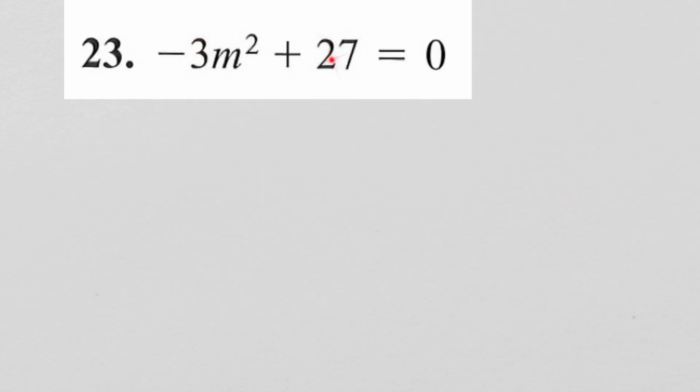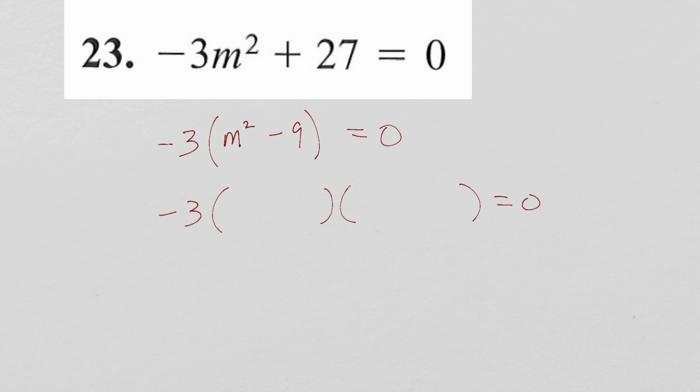Okay, these are both divisible by 3. Instead of factoring out just a 3, I'm going to factor out a negative 3 because now I'll have a positive m squared minus a 9. And I can see that that's the difference of two squares. So the difference of two squares gives me the conjugate pairs. The square root of this is m, the square root of this is 3.